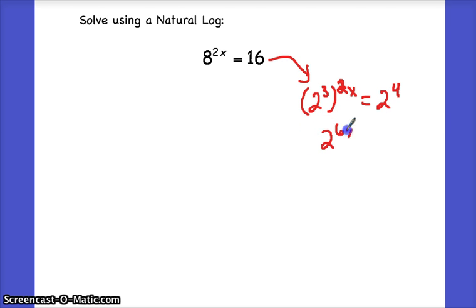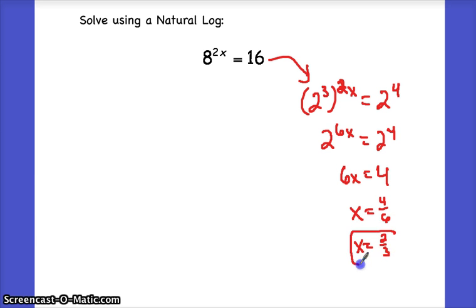So 2 to the 6x equals 2 to the fourth, which means using those equal bases again, equal bases equal to each other, 6x must have been equal to 4, and x equals 4/6 or 2/3.